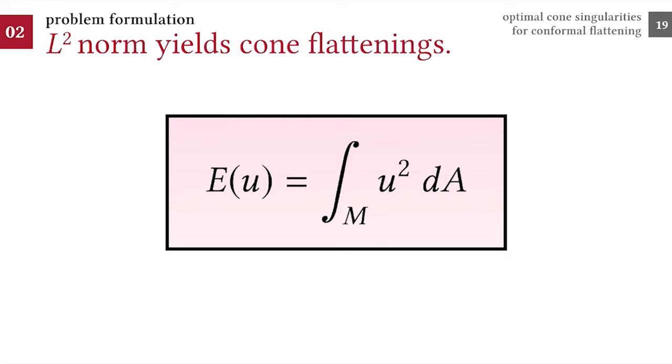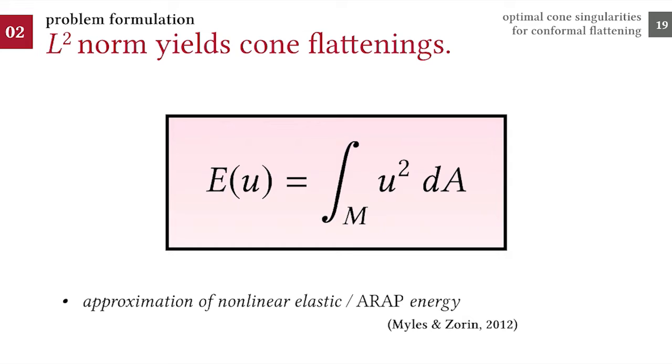Instead, we're going to use the simpler L2 norm of the conformal factors. And this has a lot of nice properties, but one is that it's actually an approximation of this nonlinear elastic or ARAP energy. So what you can think about what we're doing is actually minimizing this as-rigid-as-possible energy among all conformal maps.